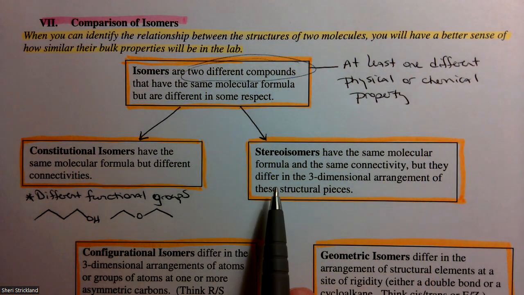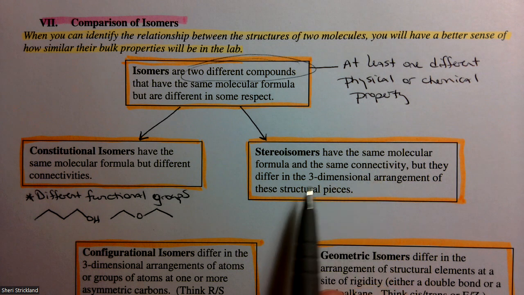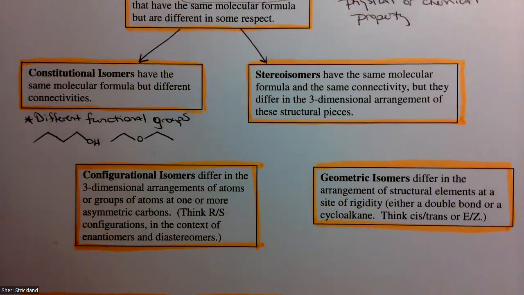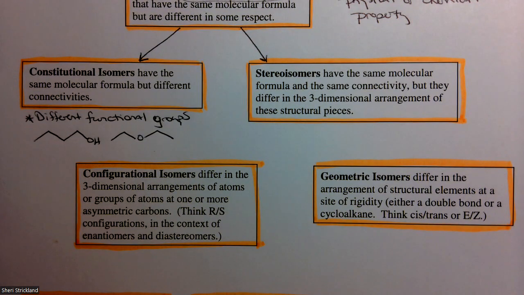Now, stereoisomers is where we've been spending most of our time in Chapter 4. They have the same molecular formula and the same connectivity, but they differ in the three-dimensional arrangement of these structural pieces. And so now we're talking about configurational isomers and geometric isomers.